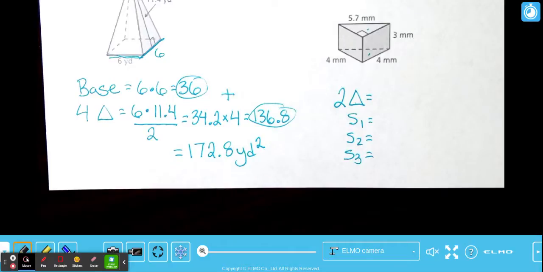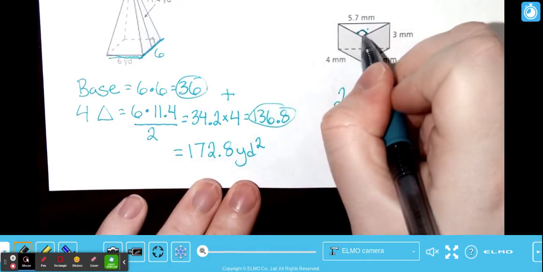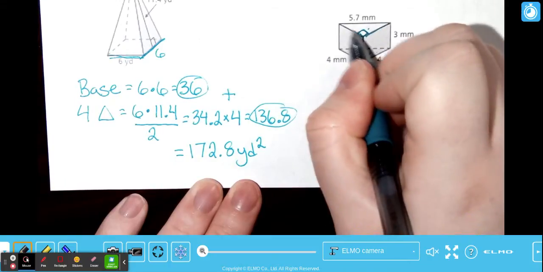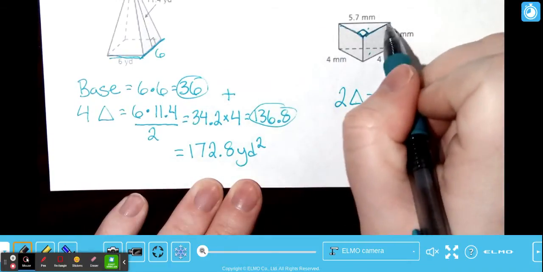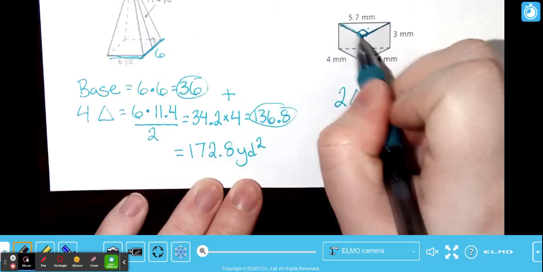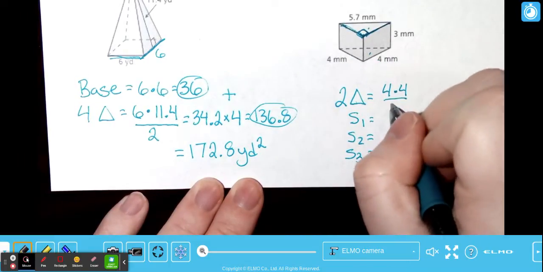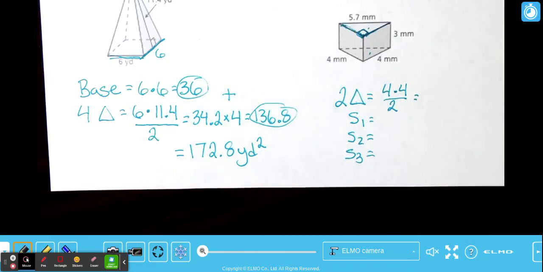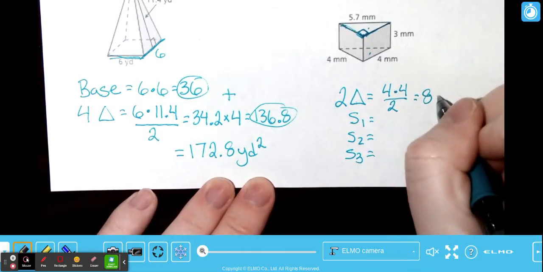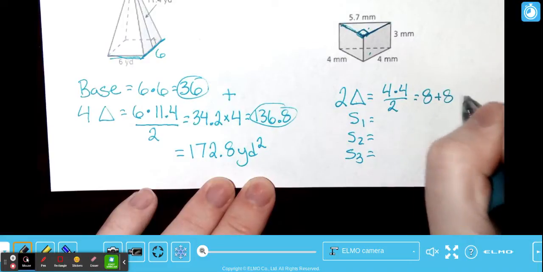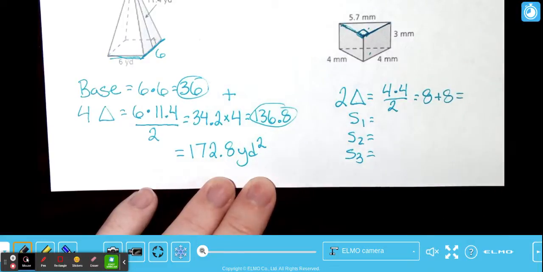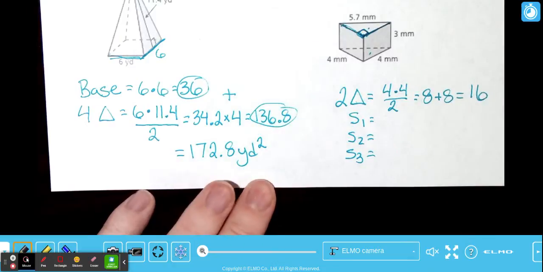Remember, base and height on triangles are connected by what? A right angle. So seeing this little right angle right here, that means this is our base and this is our height. What length is this? 4. And what length is this? 4. So we're going to do 4 times 4 and then divide it by 2. 4 times 4 is 16, divided by 2 is 8. So we get 8 for one of the triangles, and for the other triangle, we also get 8, for a total of 16.